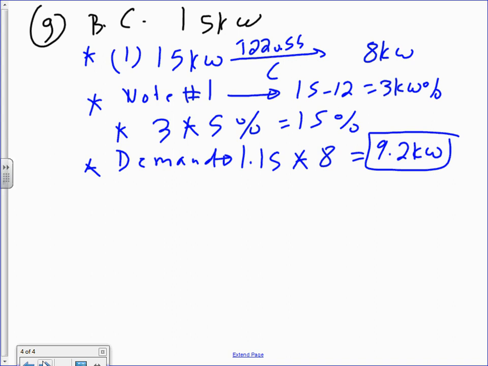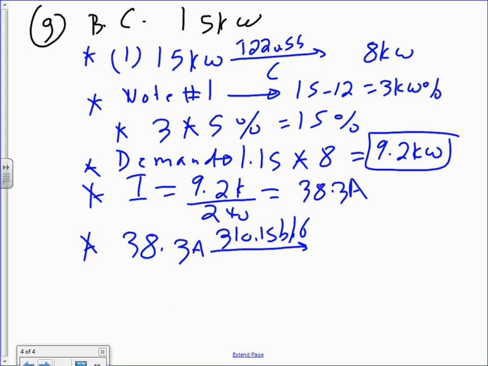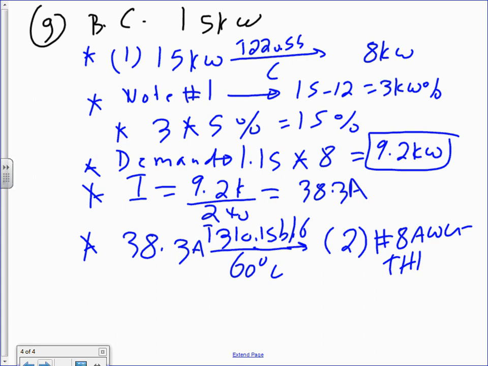Then you need to find I. Take that 9.2K divided by 240, and that will get you a healthy 38.3 amps. You're going to take it to which table? 310.15B16, under the 60 degree Celsius column, and that will get you two conductors number 8 AWG THHN, and that will be basically G.